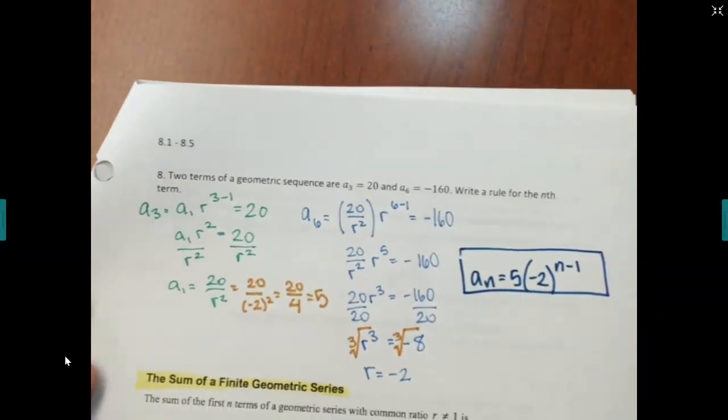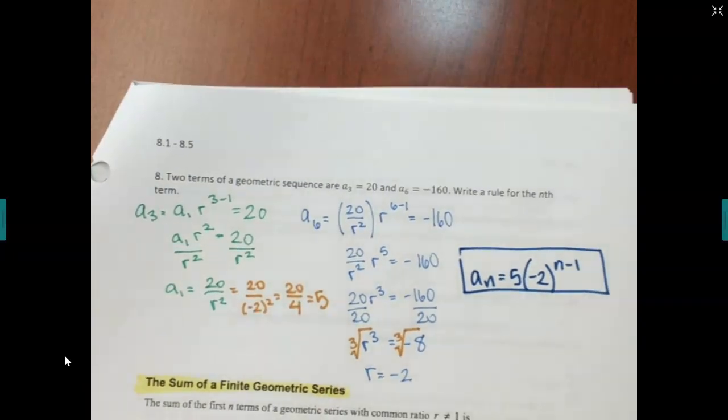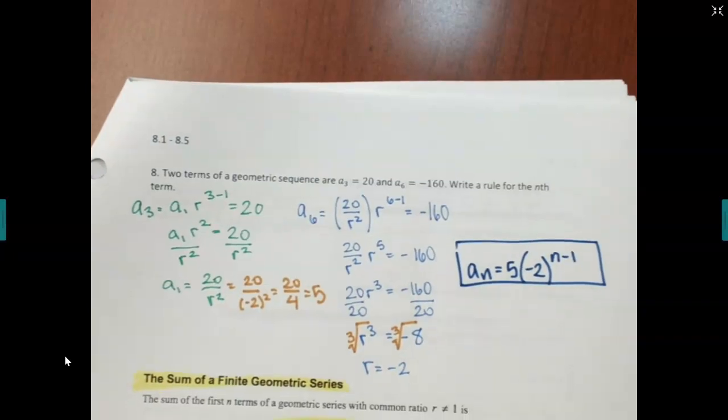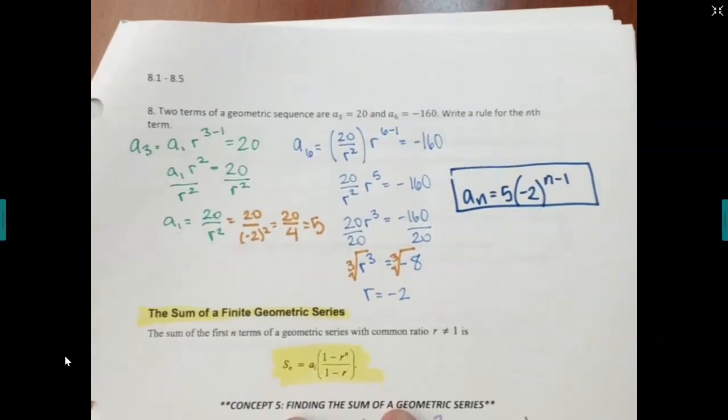Alright, here we go. Number 8, you should get an answer of a sub n equals 5 times negative 2 to the n minus 1 power. Alright, the next concept is the sum of a finite geometric sequence, which is the series. A series is a sum of a set of numbers. Since we're using an exponential model, these are going to be pretty large numbers, or really small numbers potentially, but most likely really large numbers here. And I'm going to work you through these problems.